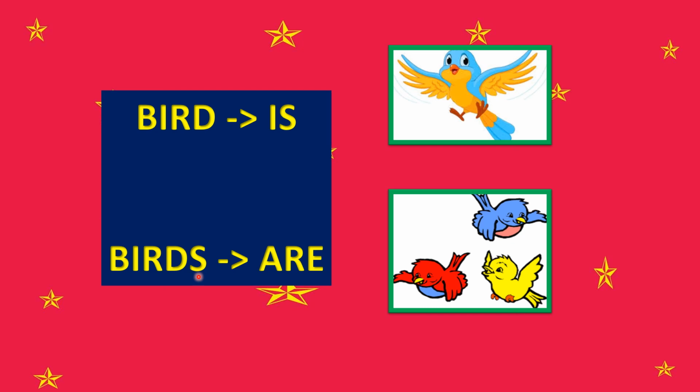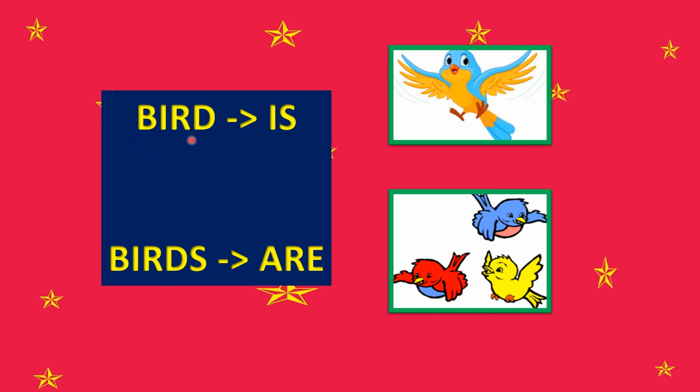Now B-I-R-D-S, birds. Yes children? B-I-R-D-S, birds. You can see here S, no children? That means many birds. More than one bird. Many birds. That's why we will write A-R-E, are. Okay children? I'm repeating once again children.